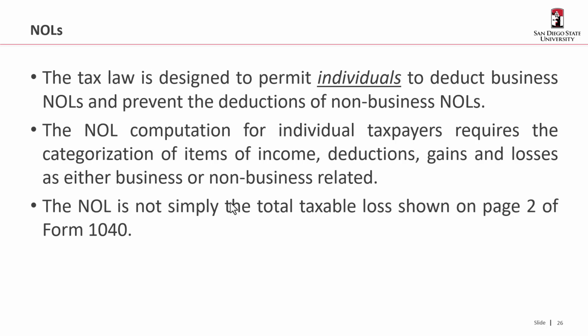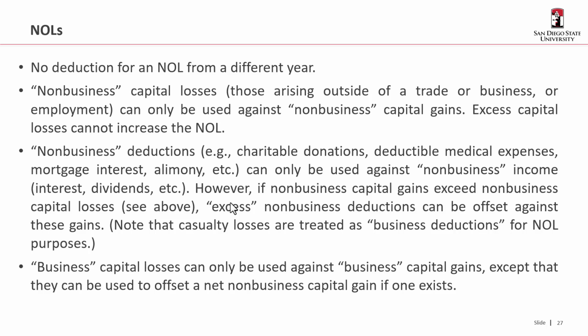The idea behind an individual NOL is that it's supposed to be limited to business NOLs and not the deduction of non-business NOLs. So what this means is the NOL computation for individual taxpayers means we have to classify all our items as either business or non-business. And so your NOL simply isn't the taxable loss that you calculate. It's actually shown on the bottom of page 1. It's not on page 2. It's not the taxable loss that you might report on your 1040. It requires some additional work. Let's talk about what the additional work is.